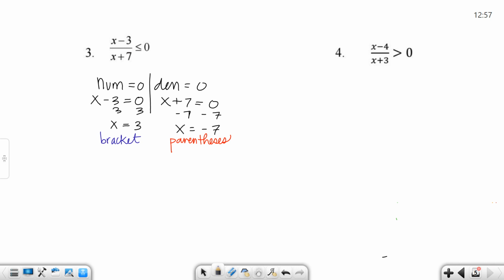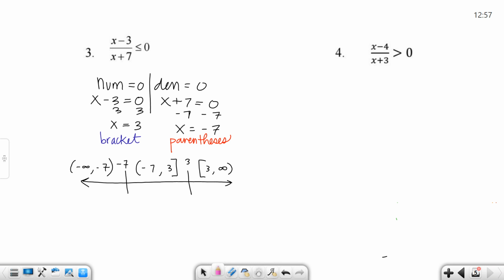Okay, so we're going to put these on the number line, dividing the number line into intervals. I've got a negative 7 on the negative side and then a 3. So this is negative infinity to negative 7 with parentheses. And this is negative 7 to 3. Remember, this one has a bracket. And 3 to infinity.